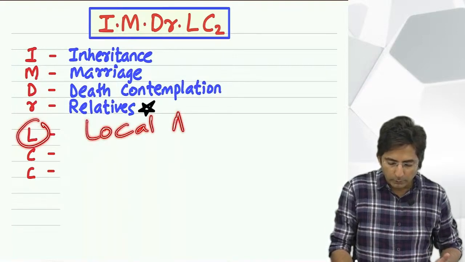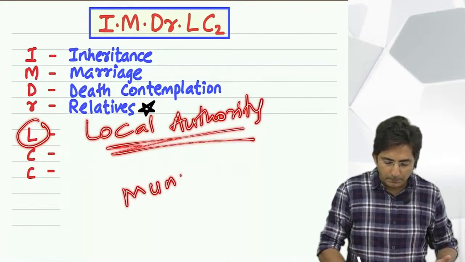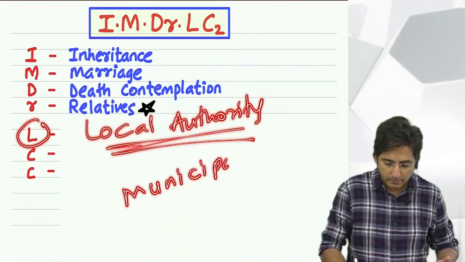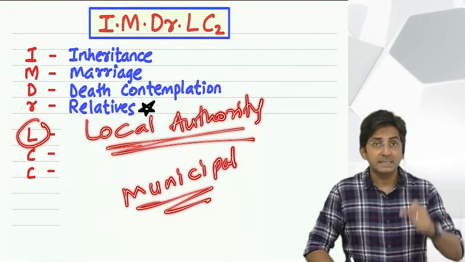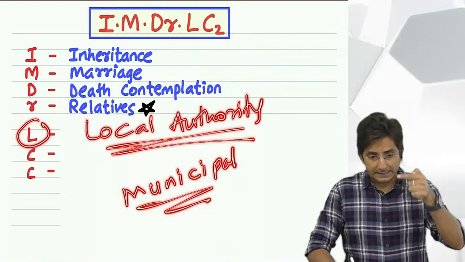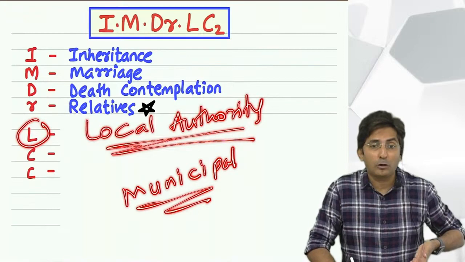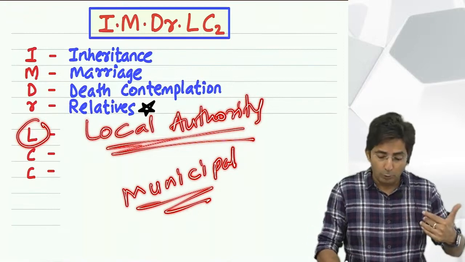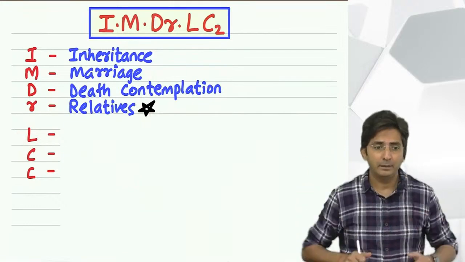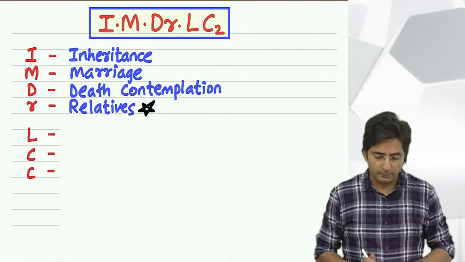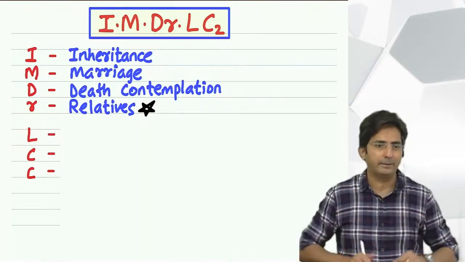What do you mean by local authority? Municipality, municipal authorities. Do you know there are three types of government? Central government, state government, local government. But we don't say local government. We say local authority. That is nothing but municipality, municipal authorities. So in short, local authority means it's a local government.